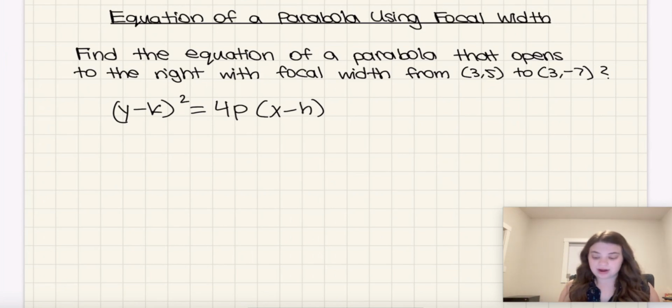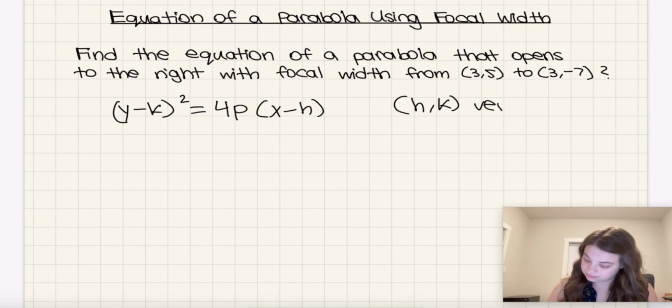Then we need to figure out how we can fill in k, h, and p correctly. Now keep in mind that (h, k) is just the vertex. So if we can find the vertex, then we know what h and k are. And then we also need to find the p-value. So how can we find those values? Well, we know that the vertex is going to be the midpoint between these two points. And so that's how we can find the vertex.